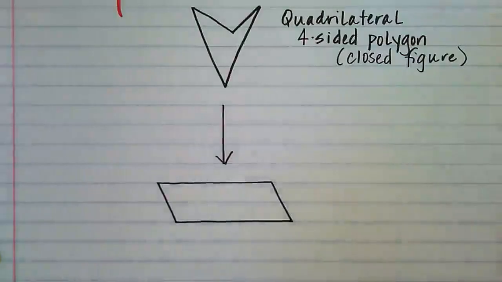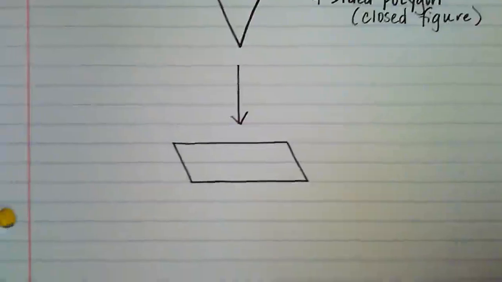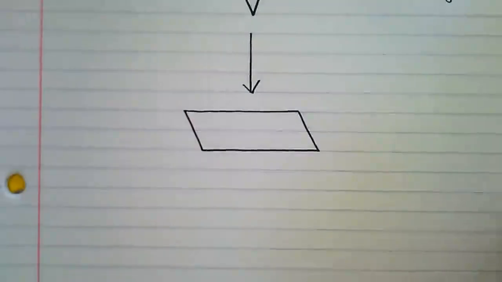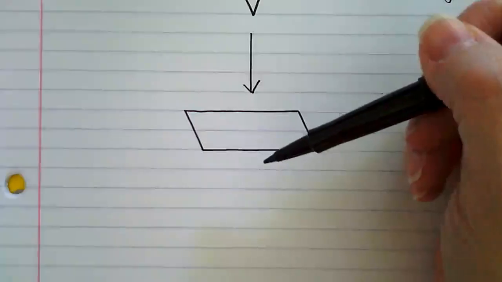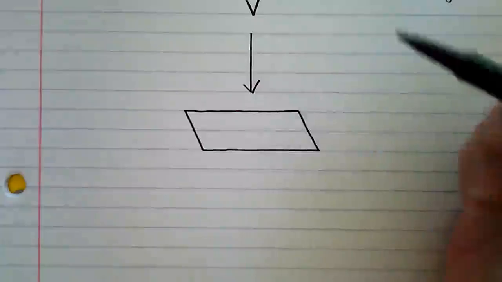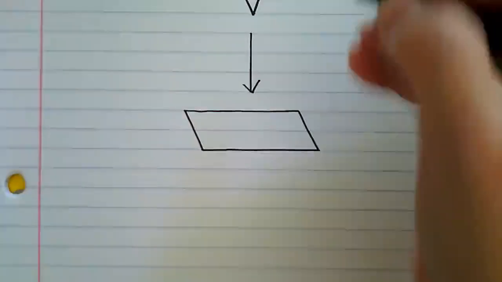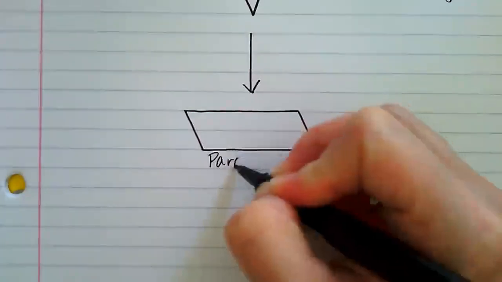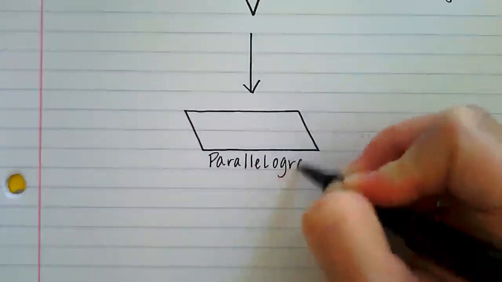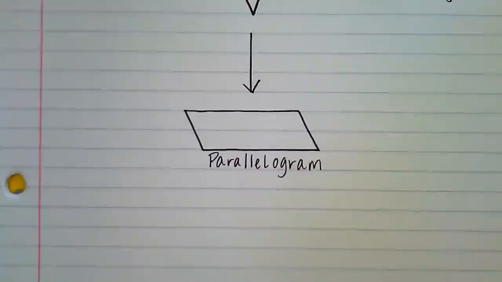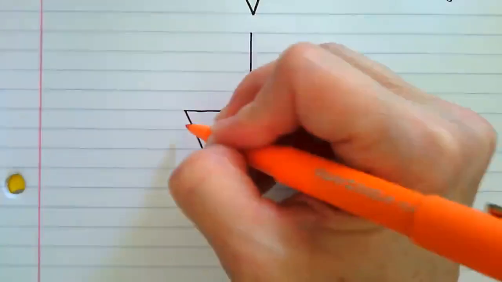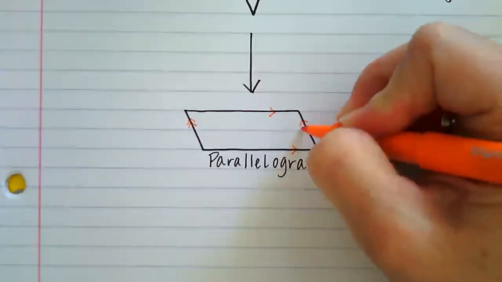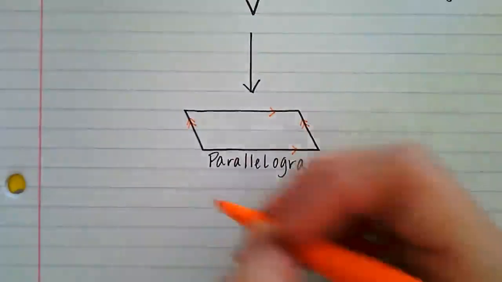And actually, I do have my straight edge over here that I could use. Okay, so a parallelogram is a quadrilateral. So what's going to happen on our family tree is that as we go down, the shapes are going to gain more names. So this is a parallelogram, and it is a quadrilateral. It is called a parallelogram because the opposite sides are parallel. So this side is parallel to that side, and this side over here is parallel to that side. So the opposite sides are parallel.